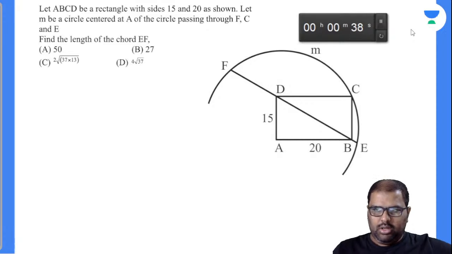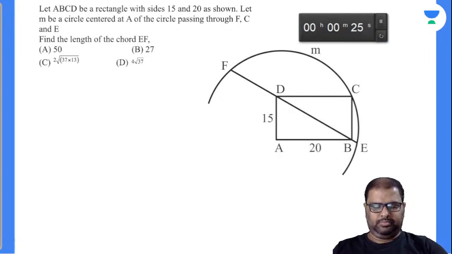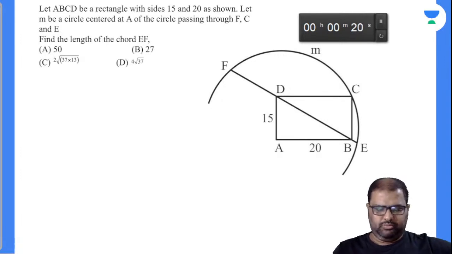35 seconds. No answer. You're waiting for my approach or what are you doing there? 2 minutes is not enough to solve the question. Do 3 more questions. 10 seconds more. Nobody.